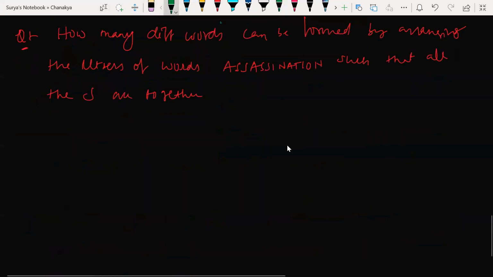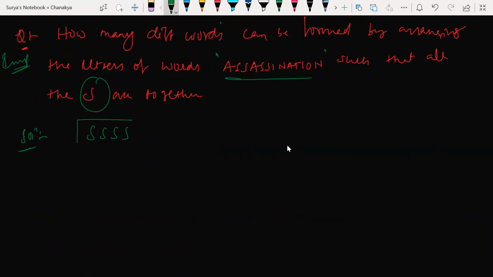Now look at this here. How many different words can be formed by arranging the letters of assassination such that all S are together? Guys, this type of question is very important. All S are together. How many S do we have? Four S. So let me block all those in one box.